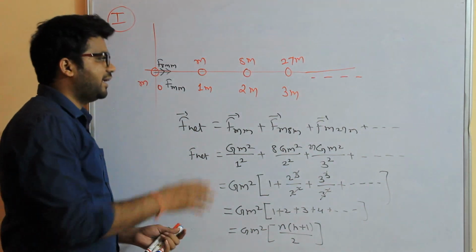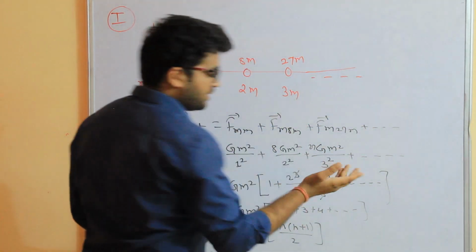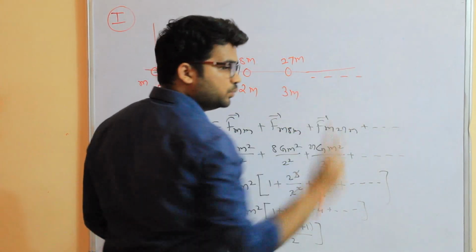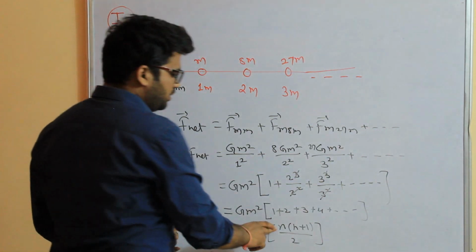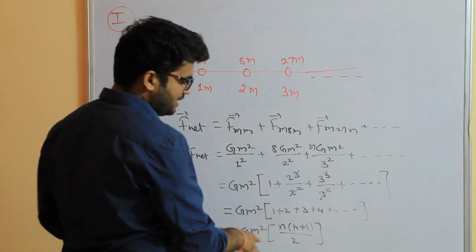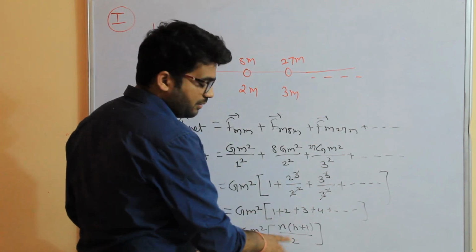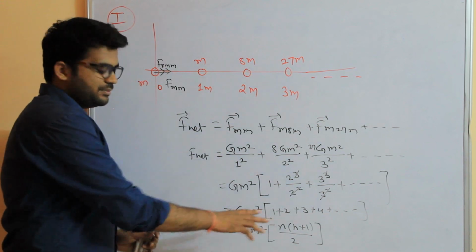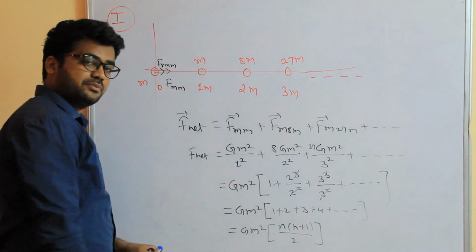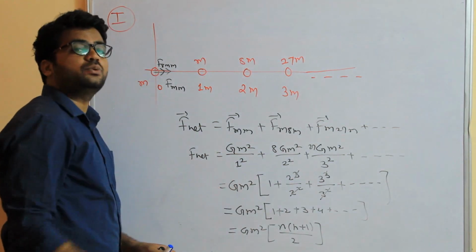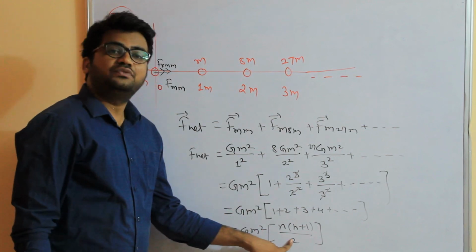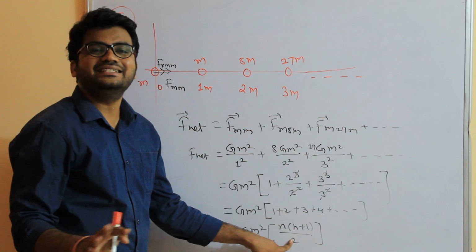Now if they give likewise 10 masses, till 10 m, that is 10 cube, right, so just put the value n is equal to 10 over here, and you will get the answer. And what is that answer? 10 into 10 plus 1 divided by 2, that is 55 Gm square is the answer. Right, so for 10 it is 55 Gm square, for 20 it is 20 into 21 divided by 2, that is 10 into 21, 210 Gm square is the answer.